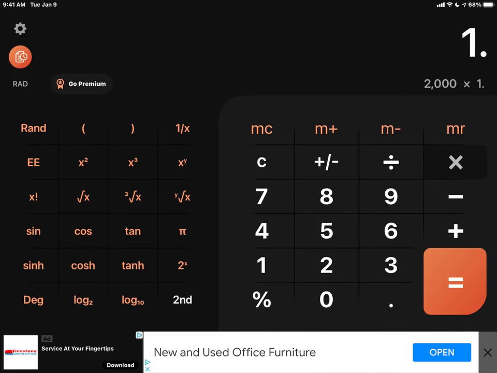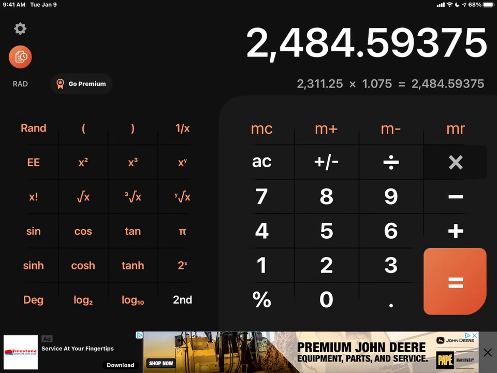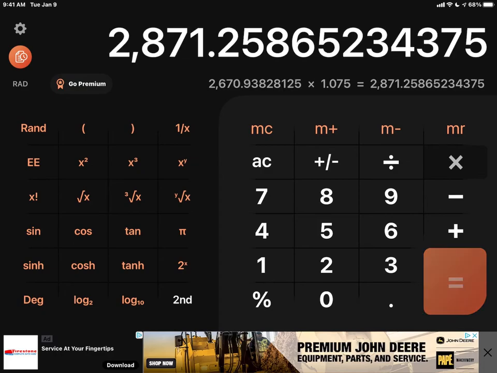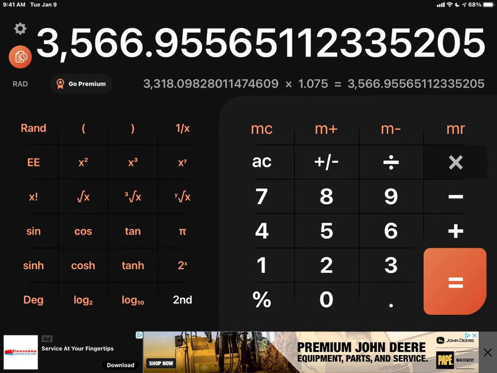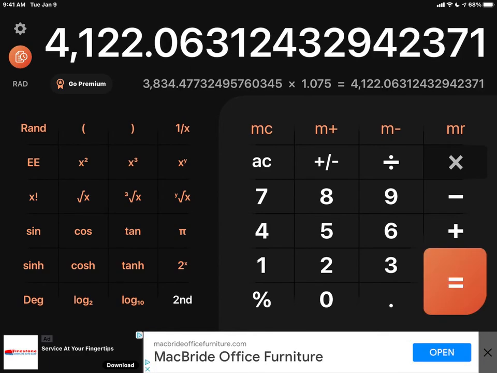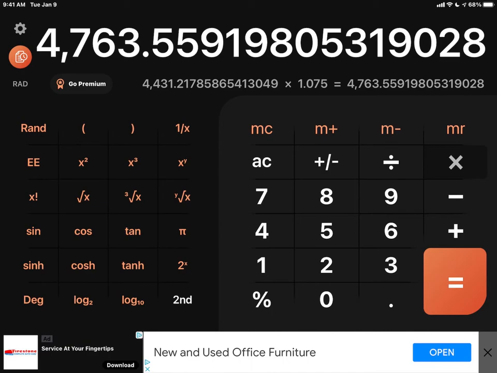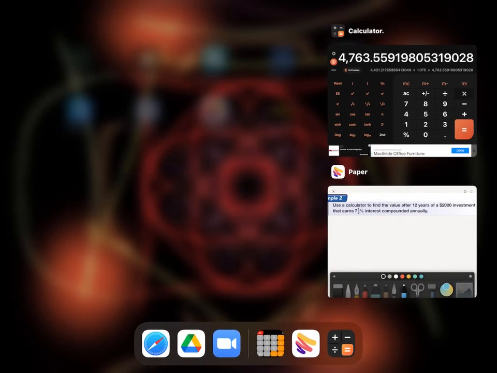So 107.5%. So our new amount is going to be 2,150. So that's 1, but we're doing 12 years, right? 2, 3, 4, 5, 6, 7, 8, 9, 10, 11, 12. Okay. And so that's how much you have after 12 years. $4,763. All right, invest your money wisely, kids.